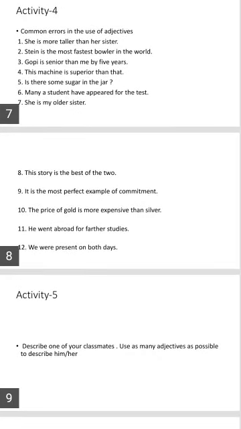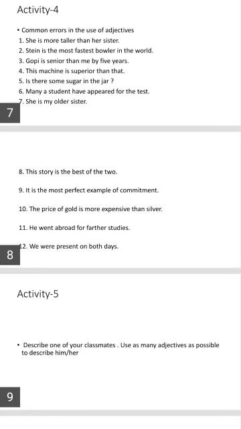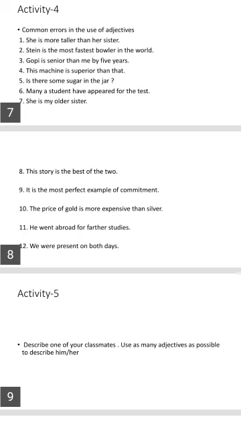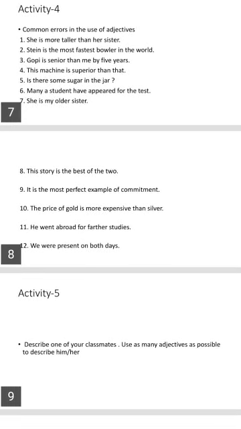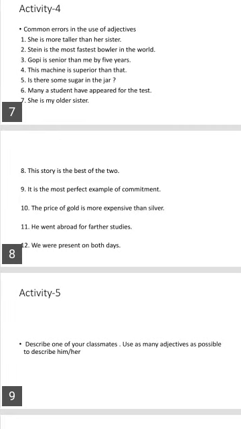Next, Stein is the most fastest bowler in the world. So, here also we are using double superlatives. Most is in superlative degree, fastest is in superlative degree. So, we have to remove the word most. Stein is the fastest bowler in the world.